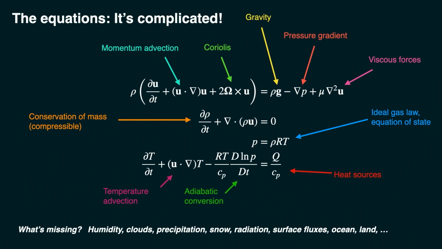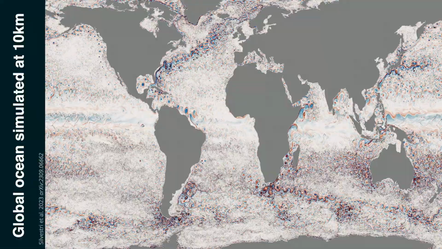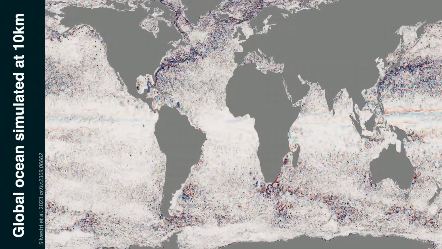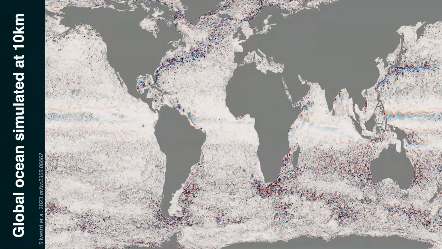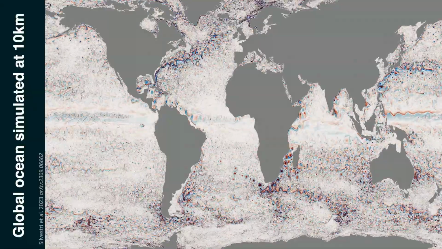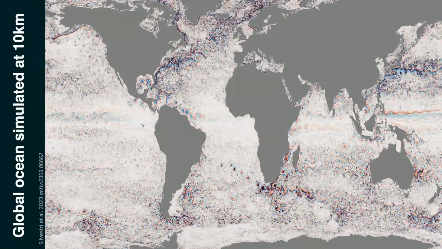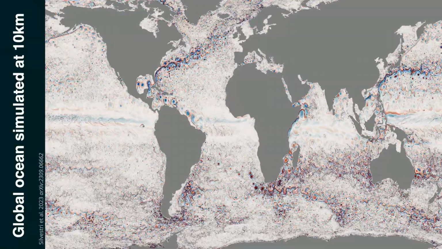And even though this is already complicated, once you actually solve the entire climate system, these equations are already missing humidity, clouds, precipitation, snow, radiation, surface fluxes, ocean, land, and so on and so forth, right? So there's a lot we have to account for. Nevertheless, if you solve these equations, and I'm just taking this here from Simone's paper from a few years ago, this is an oceanographic simulation just showing what happens if you run this nicely and efficiently on a GPU, blast the resolution really high. You already get an enormous amount of complexity, and this is just the ocean.